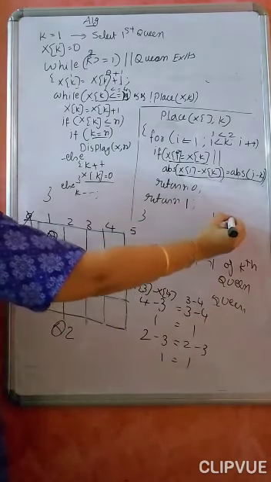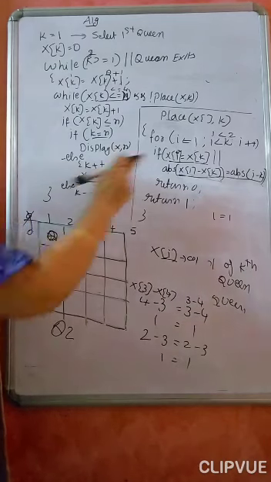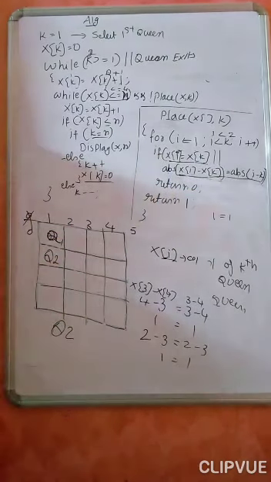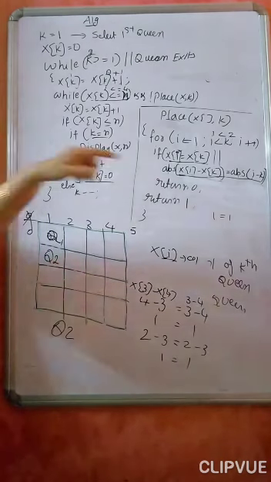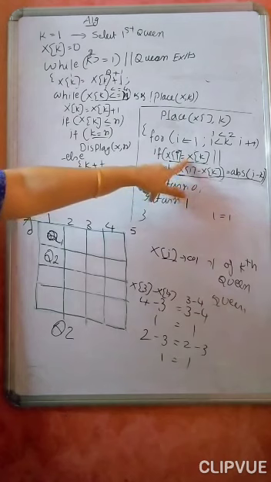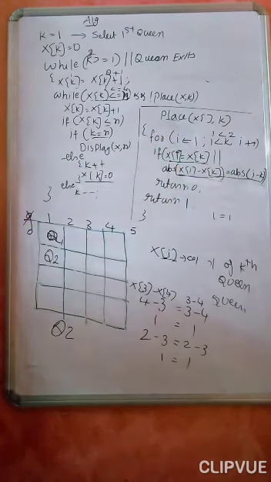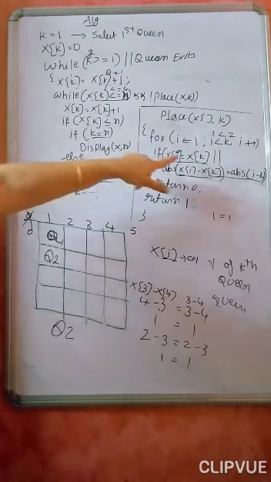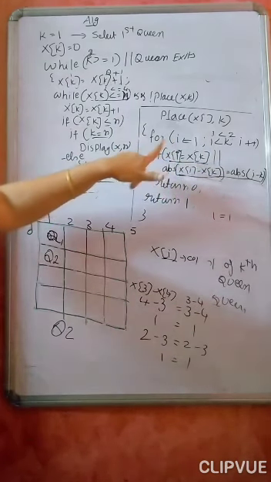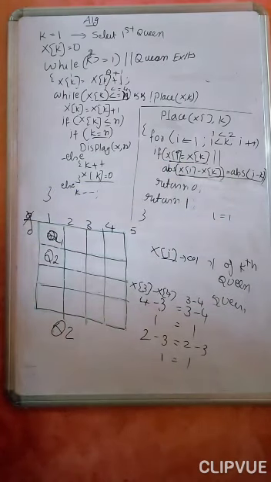So it is 1 is equal to 1, because both the queens are placed in the same column. So there is a vertical attack. If any one of these conditions is 1, it will return true, because of the OR. So the if condition is true, and I am returning 0. Returning 0 means there is a vertical attack.